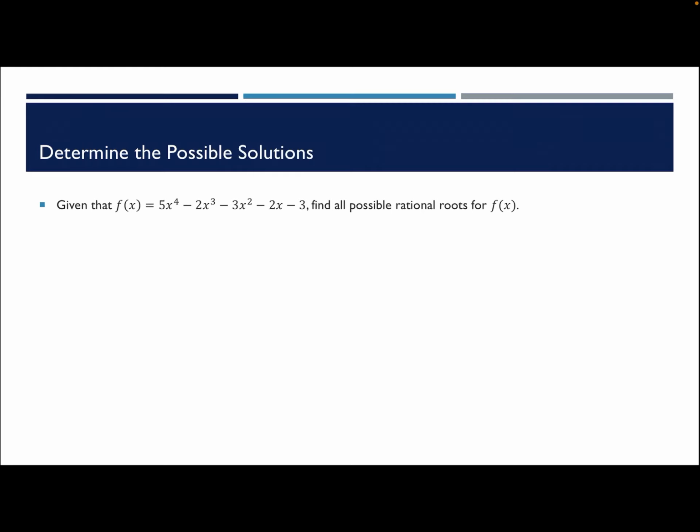So first we need to determine all of the possible solutions for 5x to the fourth minus 2x cubed minus 3x squared minus 2x minus 3. So this value, -3, is our p value, and we'll circle that entire thing, but q is going to be the 5. So p over q, our set of possible solutions is going to be, well, we'll write that differently.